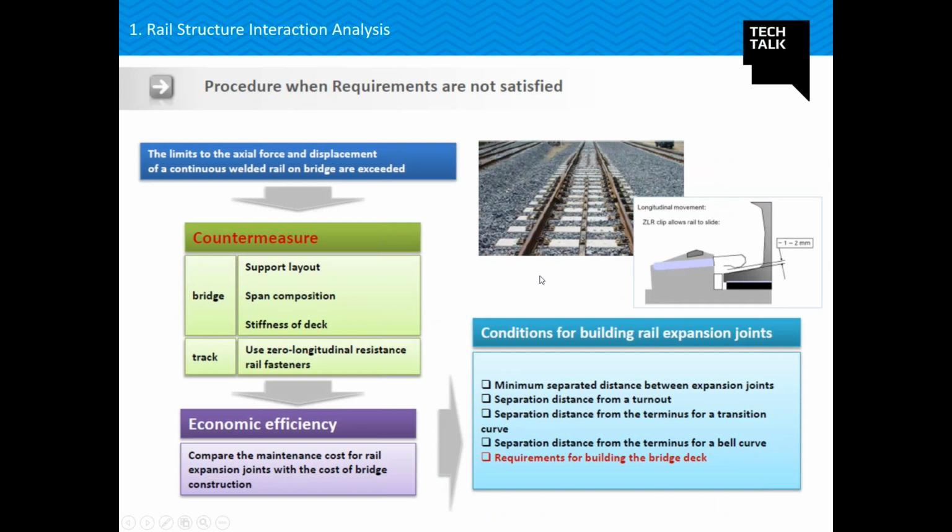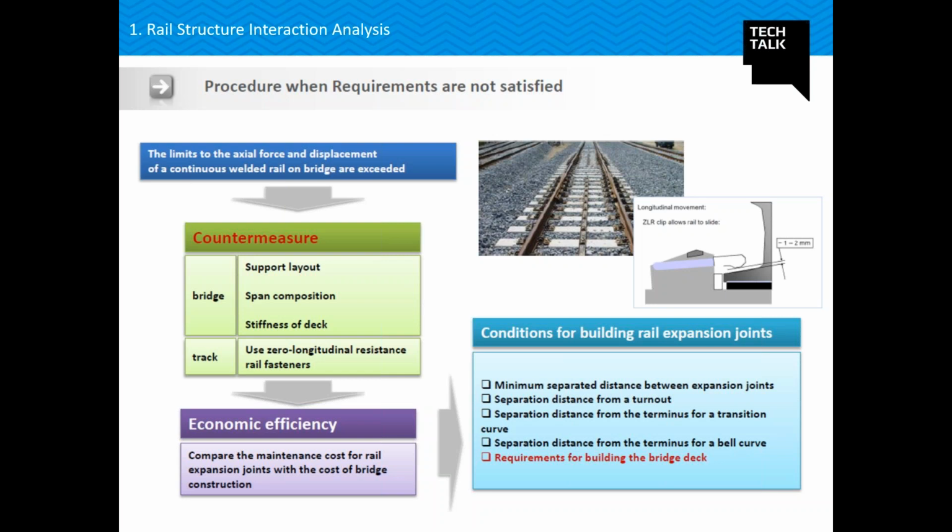Now there may be cases when the stresses in my rail will exceed the specified limits, or my serviceability criteria may fail. In those cases, there are various ways to counter this issue. We have done various case studies as well. So one is by changing the support condition layout.